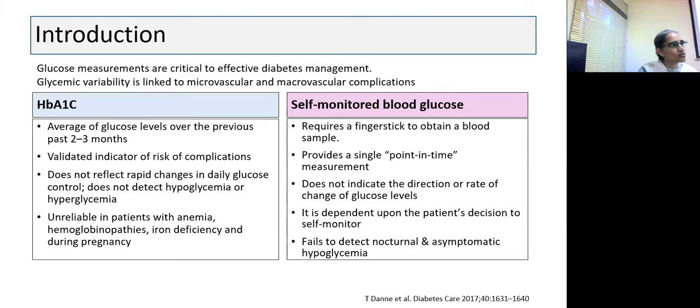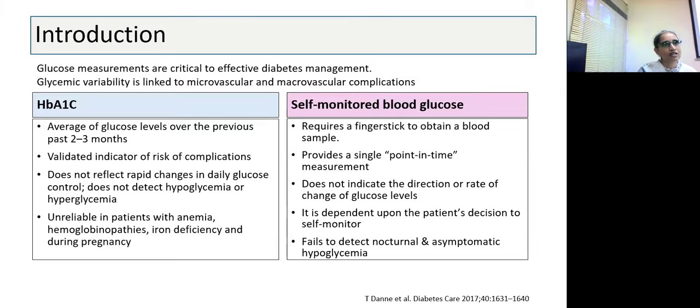HbA1c will give us the average glucose values over the previous 2 to 3 months. It's a validated indicator of the risk of complications. Various studies have shown undoubtedly that HbA1c correlates with the complications, but it does not reflect the rapid changes in blood glucose values, which happen on an everyday basis. It's also unreliable in patients with anemia, hemoglobinopathies, iron deficiency, B12 deficiency, as well as during pregnancy when there is a physiological hemodilution. So in such situations, it becomes unreliable. So we need other parameters.